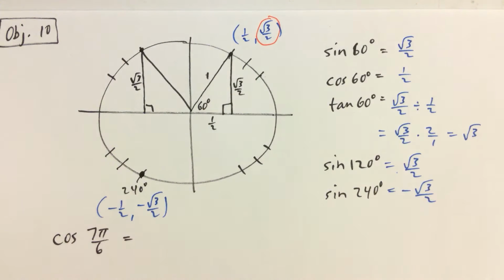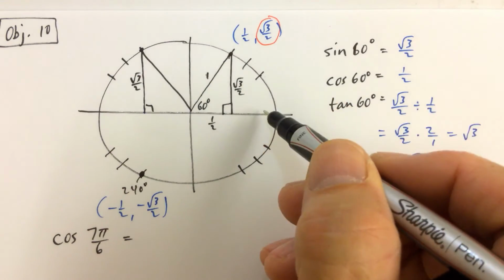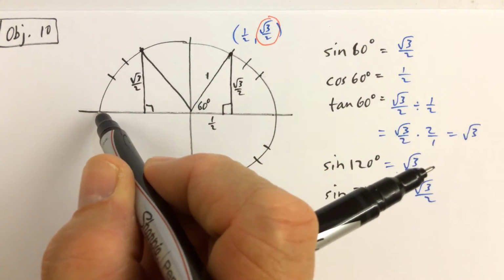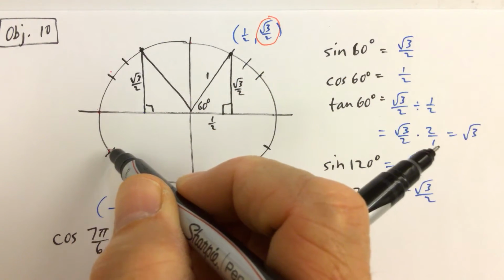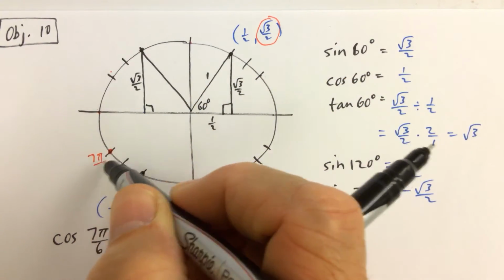So if we want to find the cosine of 7 pi over 6, we want to locate 7 pi over 6. And if you remember, 6 pi over 6 gets you here. If you count by pi over 6's, 7 pi over 6 is right there. So that's 7 pi over 6.